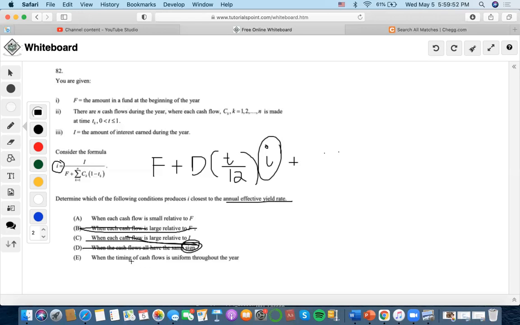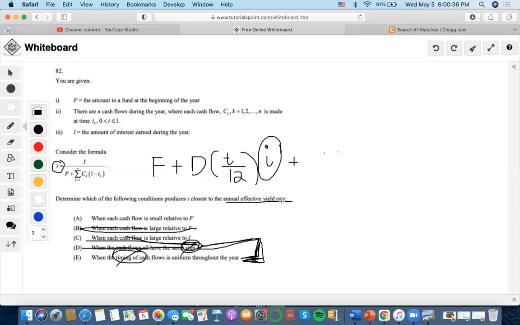So I think that timing, especially for D, and sign, I feel like these answers are pretty fishy because they're kind of tricking us into mentioning concepts that are really unrelated, and they're depending on us to get rid of answers that are not as significant as the point in the question that they're talking about. Because when we're asking for conditions that produce I closest to the annual effective yield rate, we don't want I to be far off. We want it to be close to the rate that we're using, right?